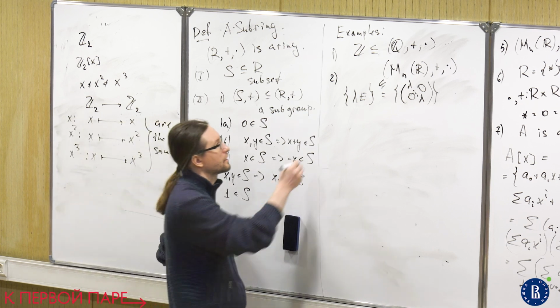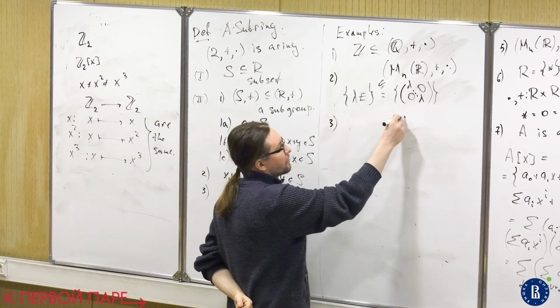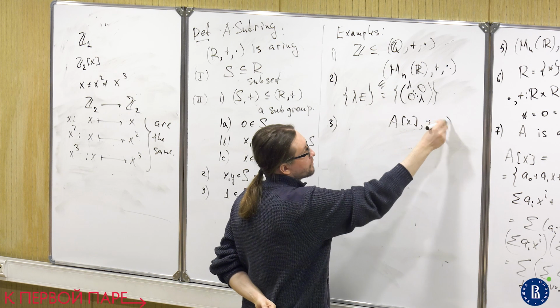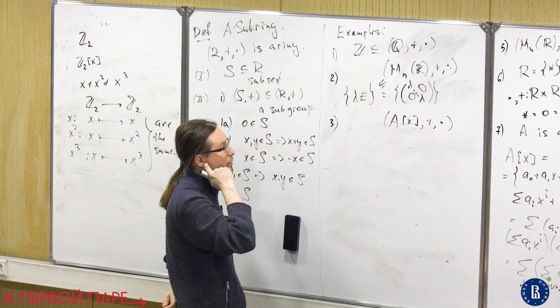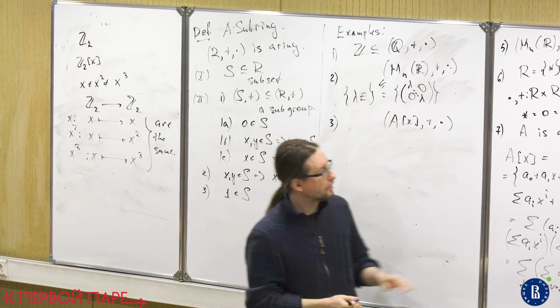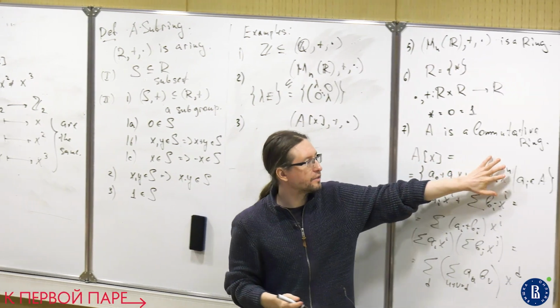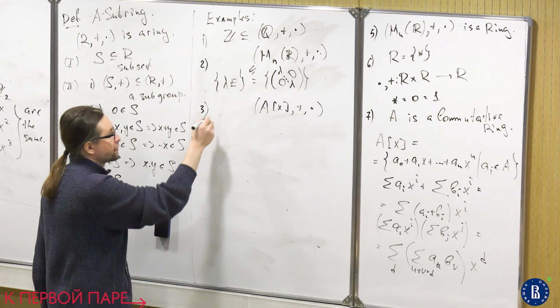Well, there is actually a third example. If we take the ring of polynomials and we consider polynomials of degree 0, so not dependent on x, so just a free term.